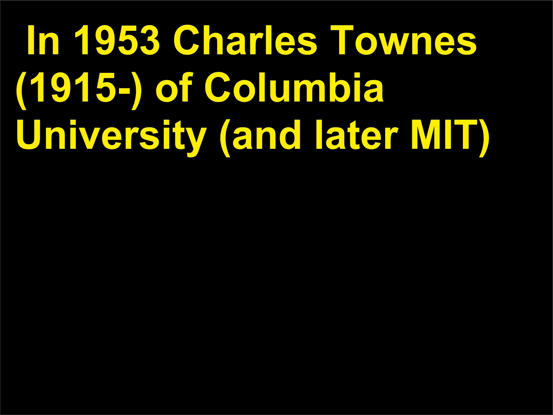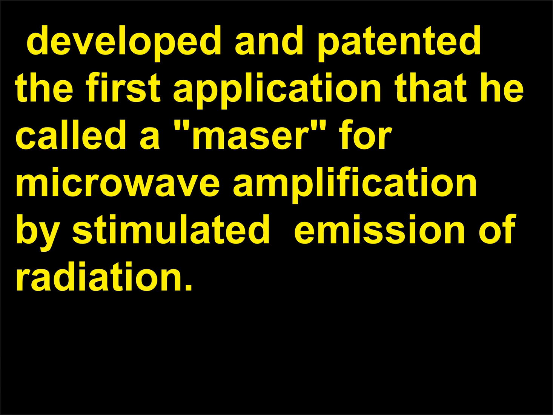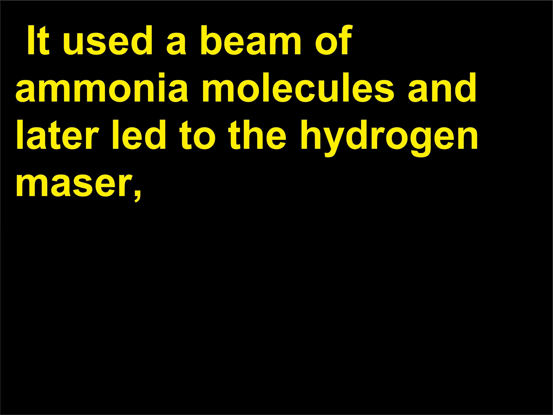In 1953, Charles Townes (1915), of Columbia University, and later MIT, developed and patented the first application that he called a maser, for microwave amplification by stimulated emission of radiation. It used a beam of ammonia molecules and later led to the hydrogen maser, now used as an extremely accurate clock.